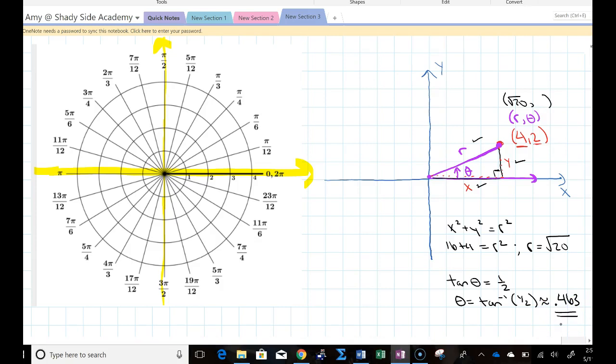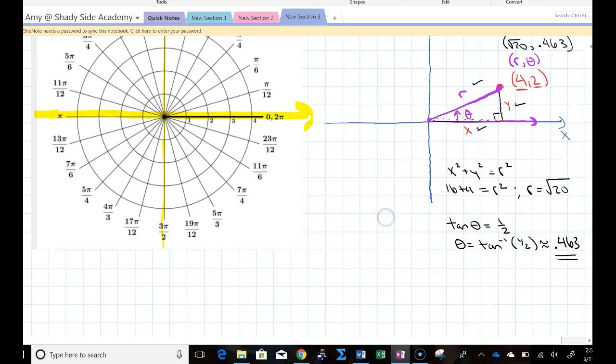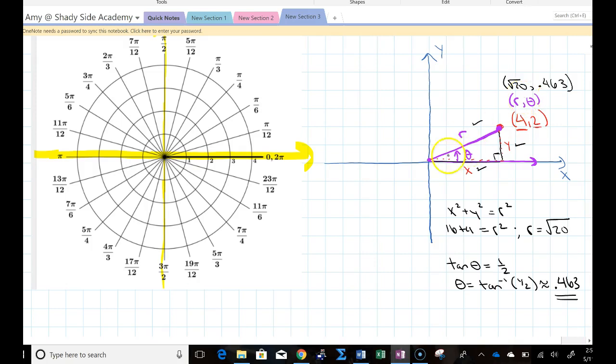So this point now, while I could call it the point 4, 2, I can also describe it with polar coordinates as the point radical 20, 0.463 radians. Okay, so that is just kind of a quick and dirty look at a point that is radical 20 units from the origin that makes an angle of 0.463 radians.